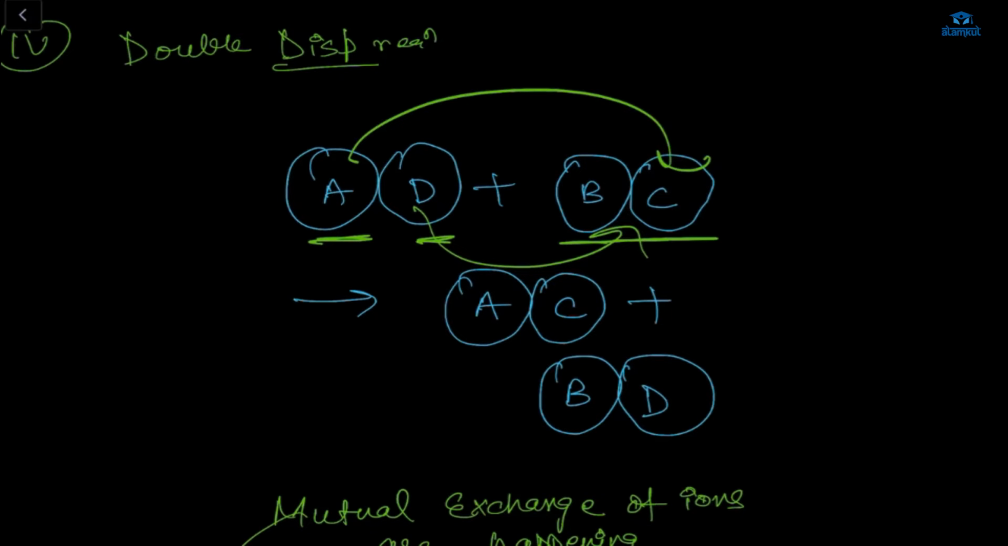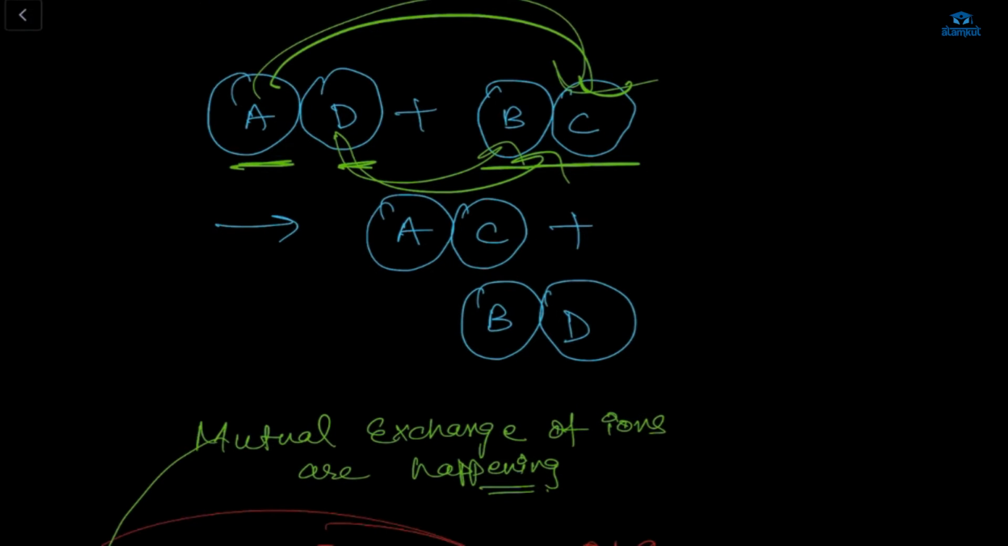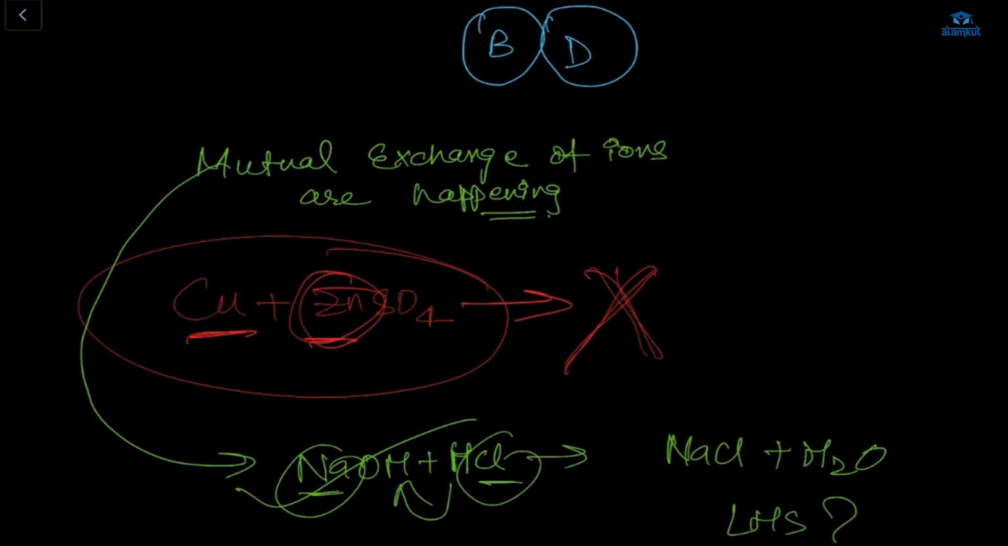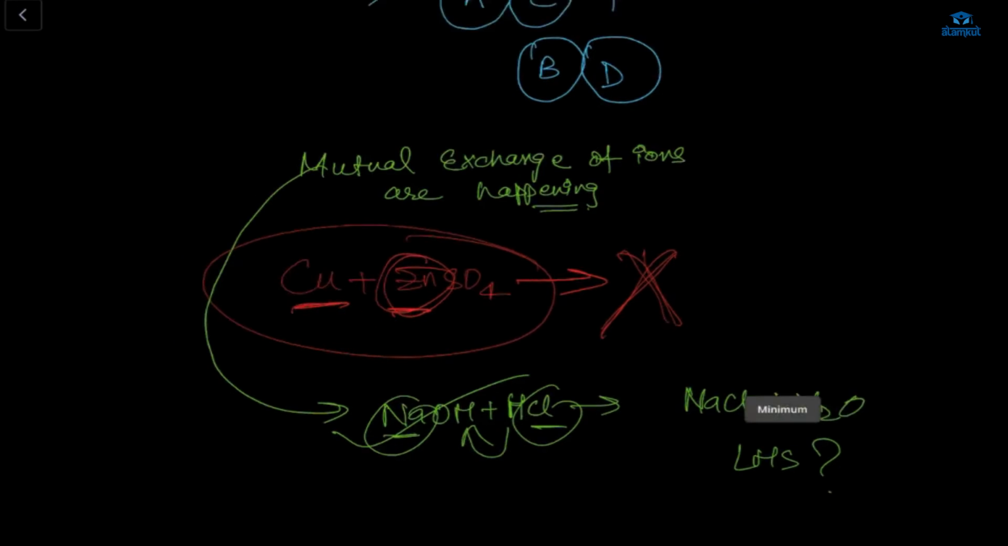Both are replacing. This A is replacing D. So D is combining with B and A is combining with C. Exchange of ions is happening here. And if you want to say it more specifically, then it will be mutual exchange of ions. A is combining with C and B is combining with what? With D. Yes, good. So any doubt, anyone? Till now, any doubt? No doubt?